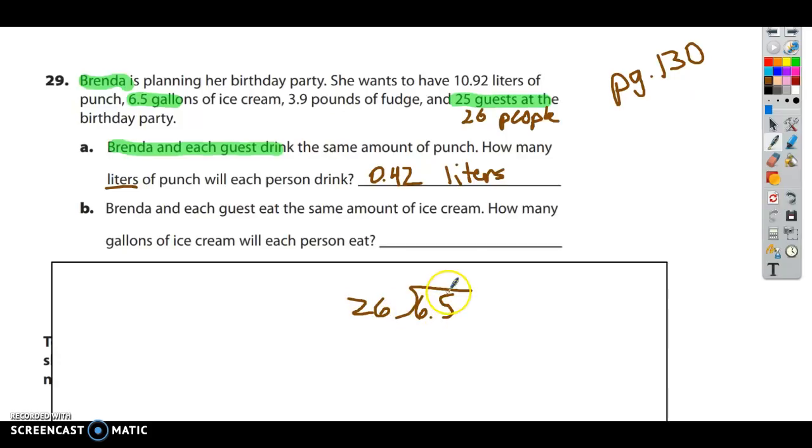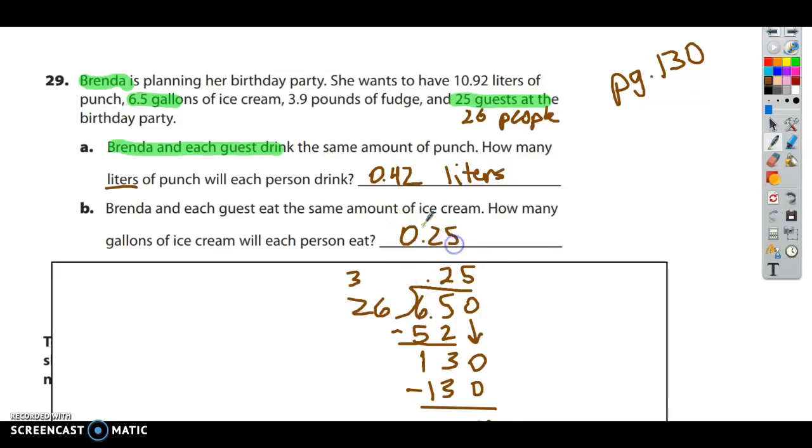26 doesn't go into 6. It does go into 65, only twice, because 2 times 26 is 52. 5 minus 2 is 3, and 6 minus 5 is 1. Annex the 0 and drop it. 26 goes into 130 5 times. 5 times 6 is 30. 5 times 2 is 10, plus 3 is 13. It goes in evenly, so I'm done dividing. Decimal goes straight up. The answer is 0 and 25 hundredths gallons. All right, let's move on.